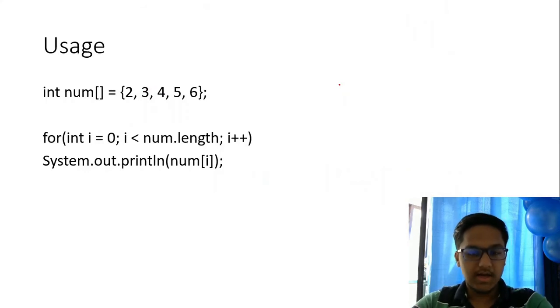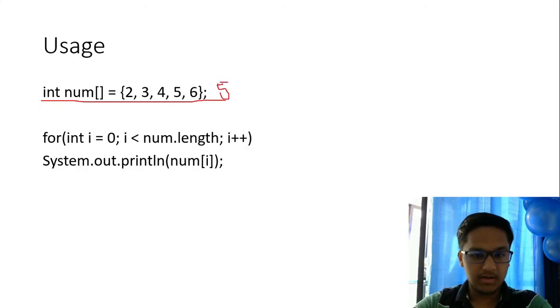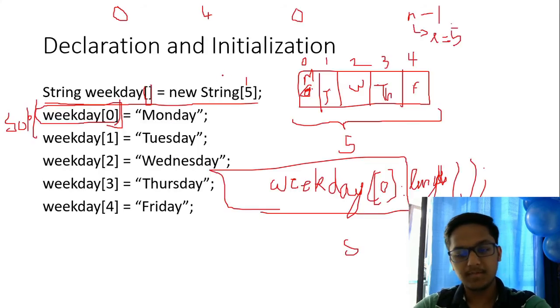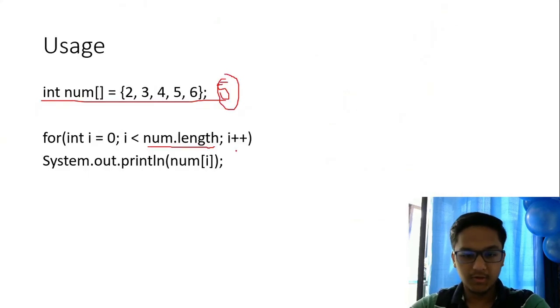Now how do we use these arrays? Let's say I declare and initialize an array, int num is equal to 2, 3, 4, 5, 6. This has 5 elements, so its length is 5. Now to find out the length of an array, you use the name of the array dot length. If we print num.length, it will print 5, because the length of the array is 5. You might remember that, as I showed, to find out the length of the string, you use dot length, open bracket, close bracket. But over here, we only use dot length.